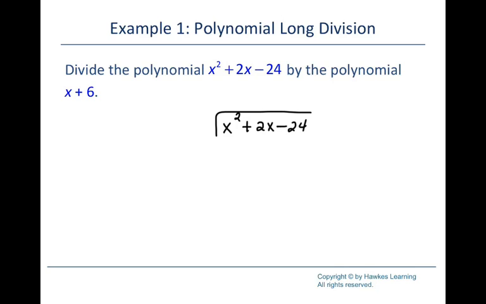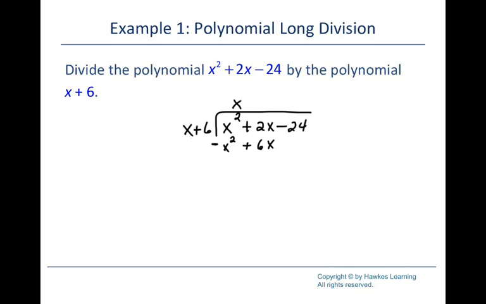And we're going to divide that by x plus 6. We really look at the first terms to see what we want to put up in our quotient. Well, x times x will give me x squared, so I'm going to put an x there. Now when we multiply back, we multiply by both things. So x times x is x squared, so I put that right under the x squared. x times 6 is 6x. I put that under the 2x, and it's positive.